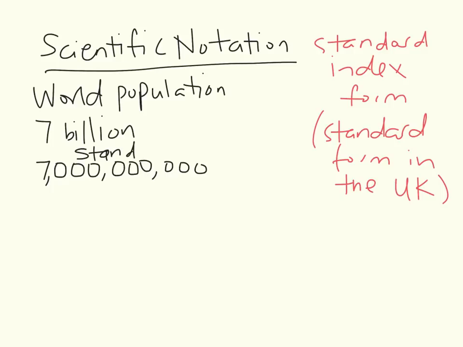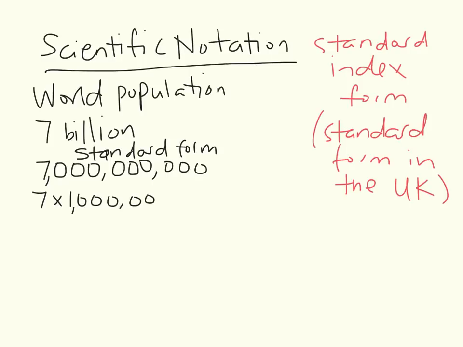So this is the standard form of the number 7 billion, and we can see that it is very inconvenient to write this large number over and over if you're going to write it in a report or mention it in an article. A convenient way to write this number would be to put it in scientific notation. So let's look at how we can convert this number to scientific notation. 7 billion will be the same as 7 times 1 billion.